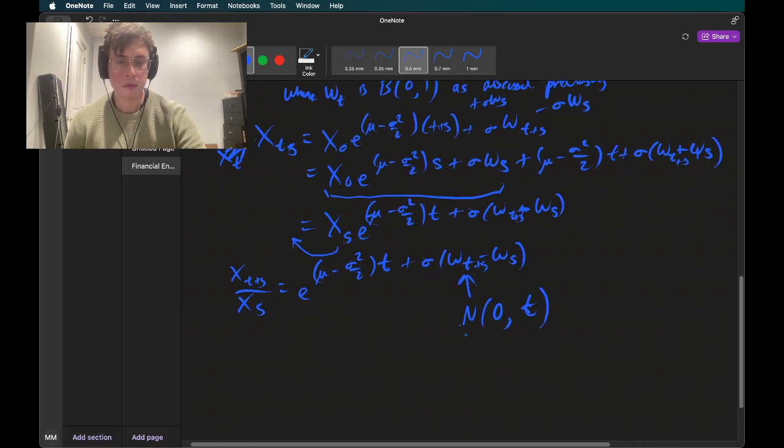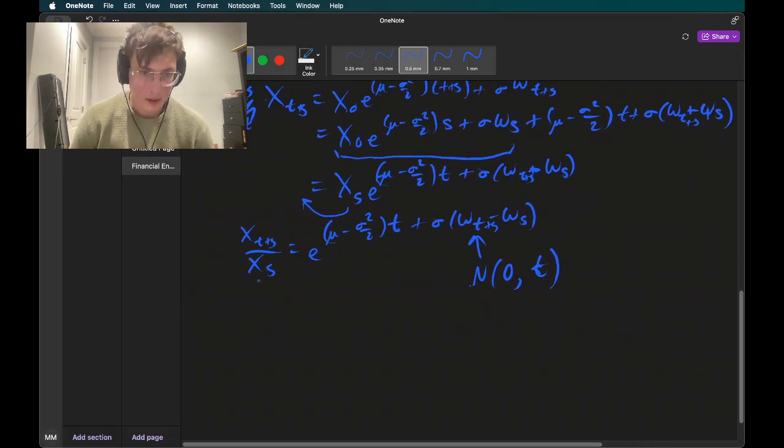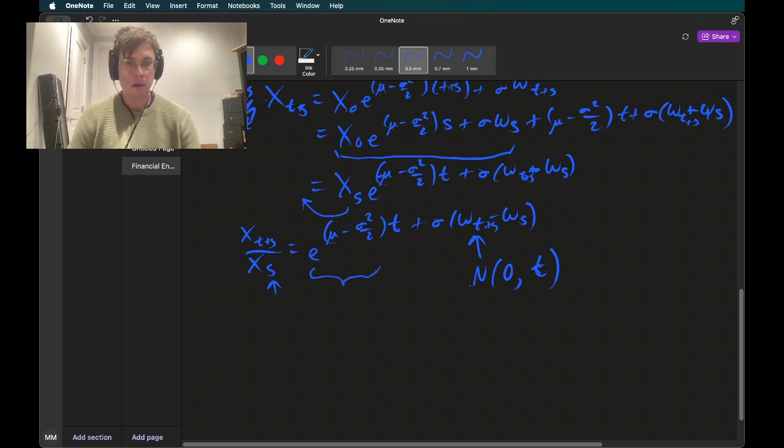So this first term is constantly increasing, proportional to t, and this second term is again proportional to t. This is perfect for us, because the percentage increase in the stock is not dependent at all on any previous value. It is only dependent on t, which is the size of the interval that we're computing over.